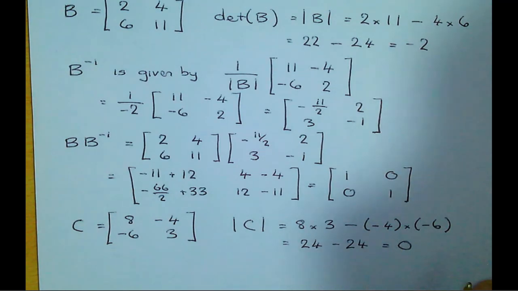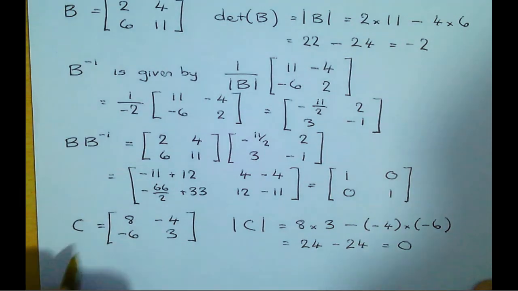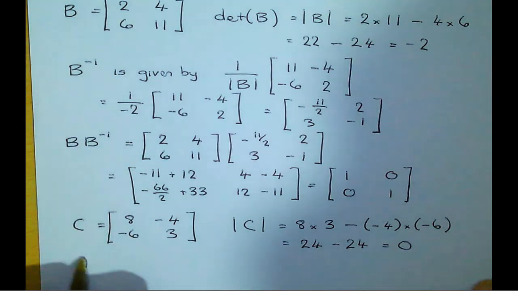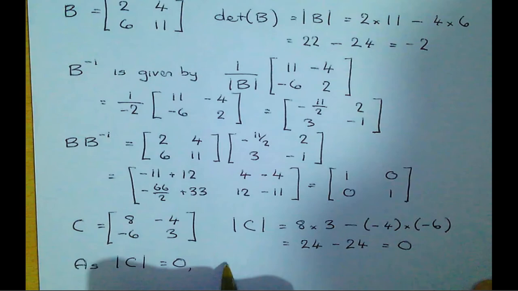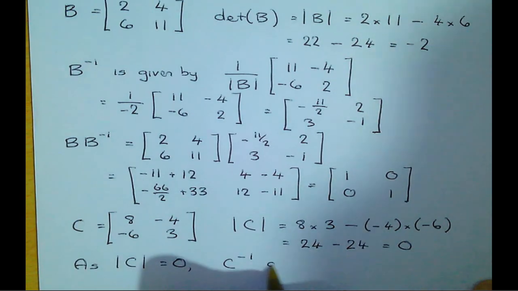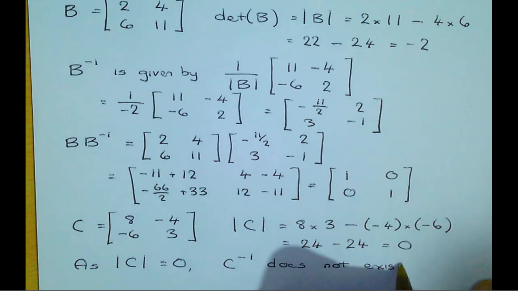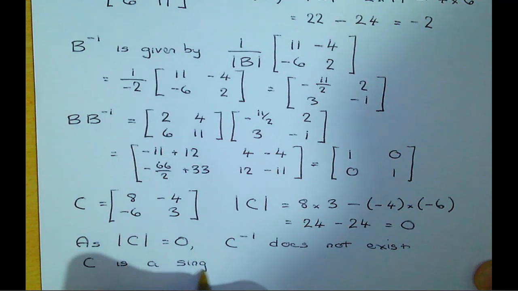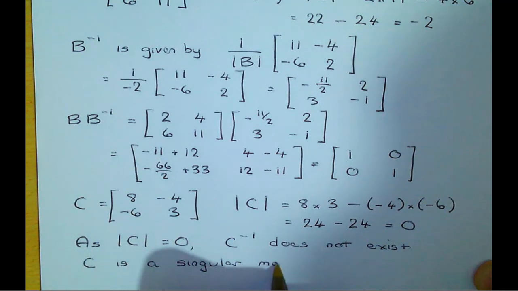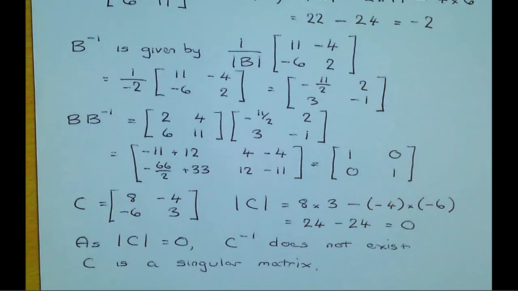If we were to try to work out the inverse, then we'd get a division by 0. We merely conclude that as the determinant of C is equal to 0, C inverse does not exist. What we can say is that C is a singular matrix. It's a square matrix, but there is no inverse.